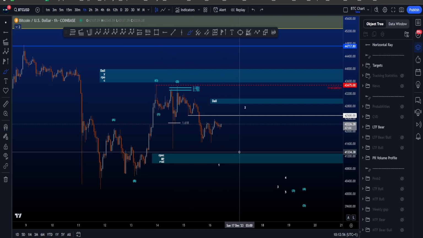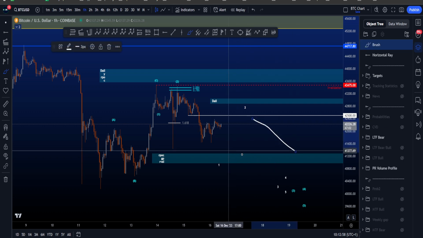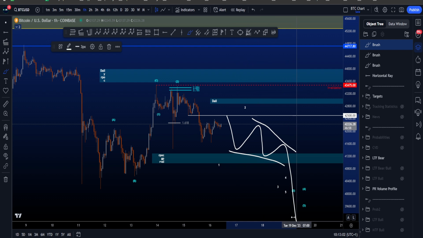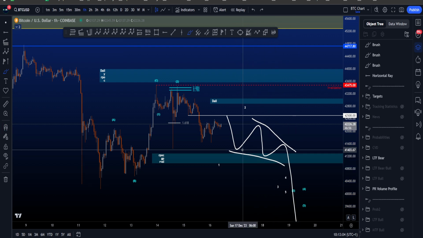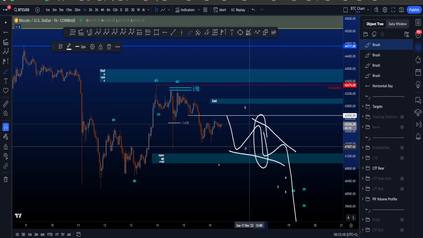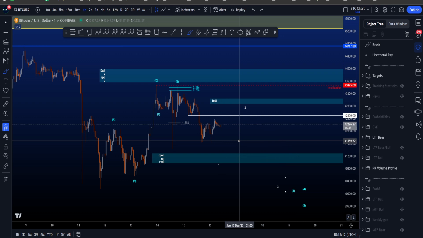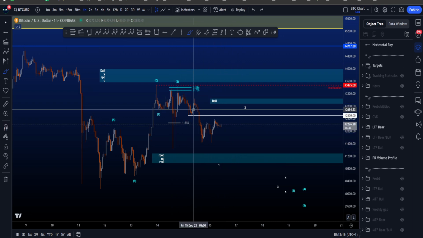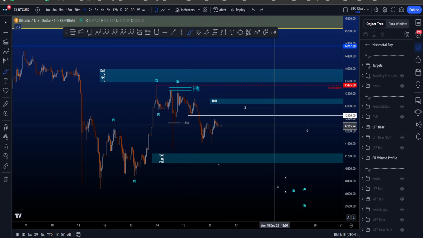As preferably for a double 1, 2, we like to see a little bit of a diagonal structure with a wave 1, 2, 1, 2, and then a big move down where your second wave 1, first of all, takes the low of the first wave 1, but also the second wave 1 is shorter, preferably in time and price, compared to the first wave 1, which is not the case over here, as you can clearly see, lowering the probabilities of this particular scenario.